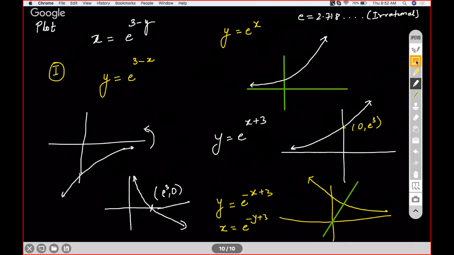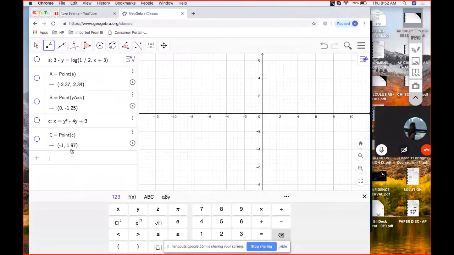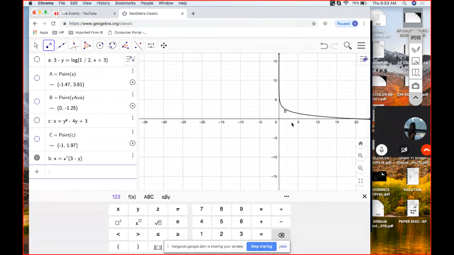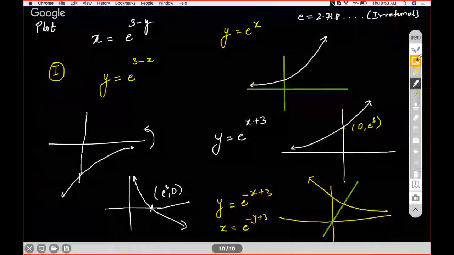Let's see on GeoGebra itself. So we have x is equal to e to the power of 3 minus 1. You see that? Correct. E cube is almost near to 22, I think, because 2.718 to the power of 3 will be approximately lesser than 27. So that's what we have shown over here.